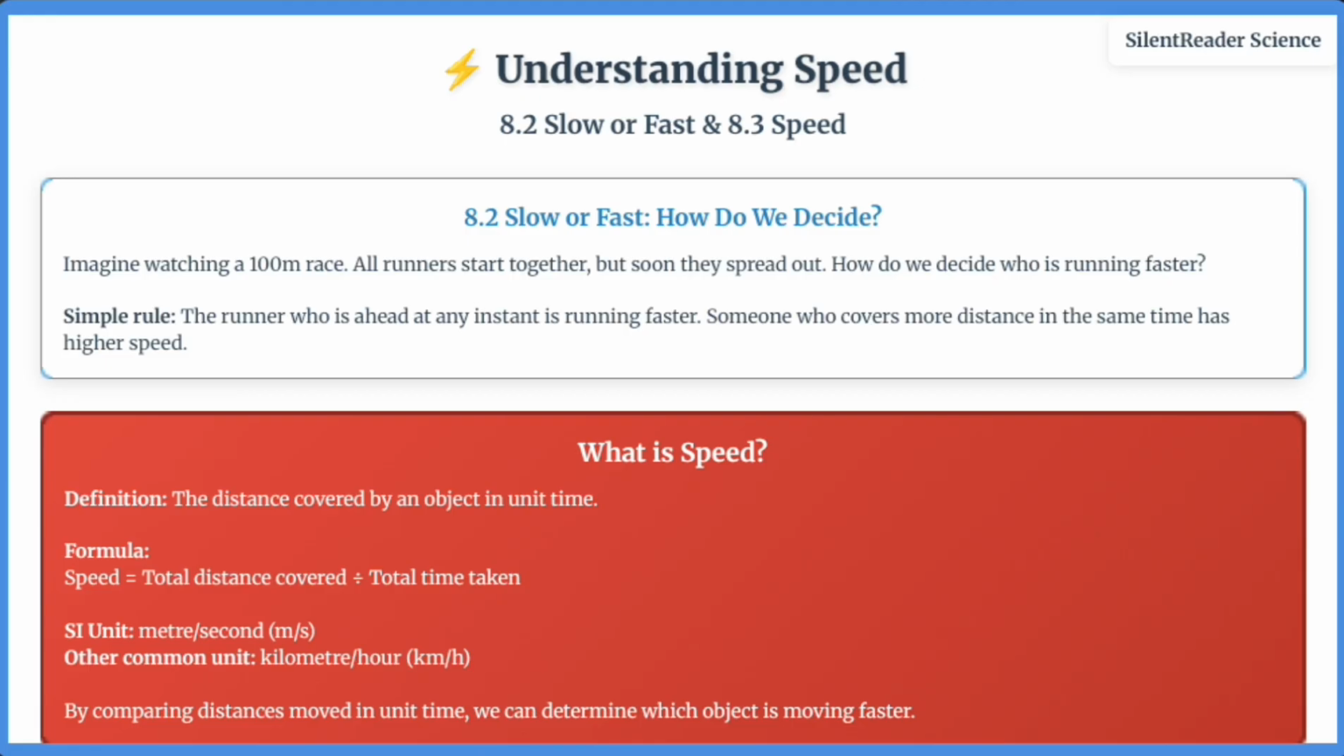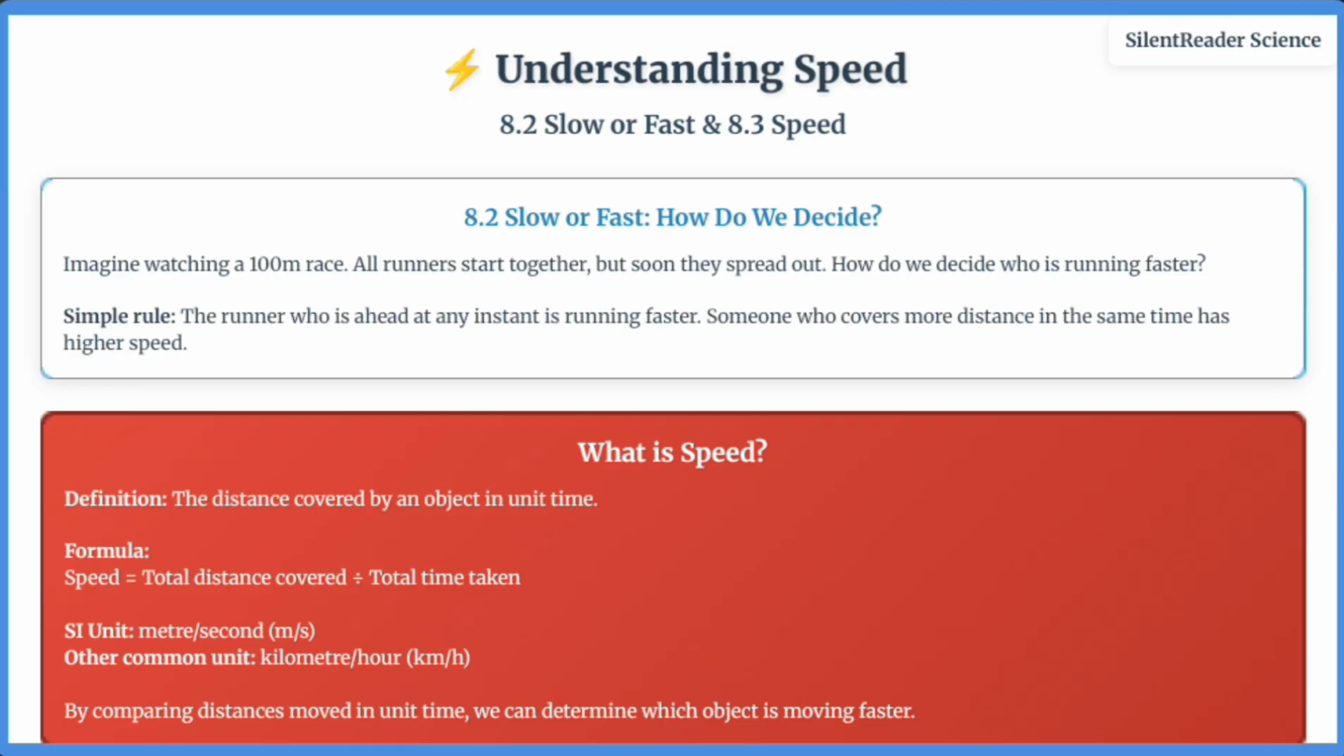Speed is defined as the distance covered by an object in unit time. The formula is speed equals total distance covered divided by total time taken. The SI unit is meter per second, and another common unit is kilometer per hour.